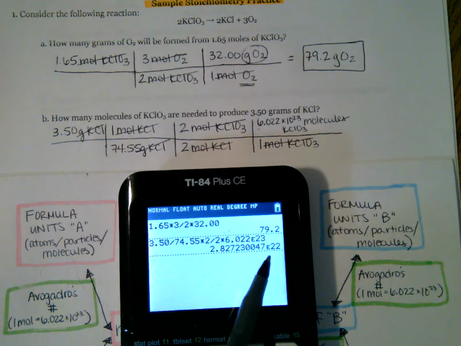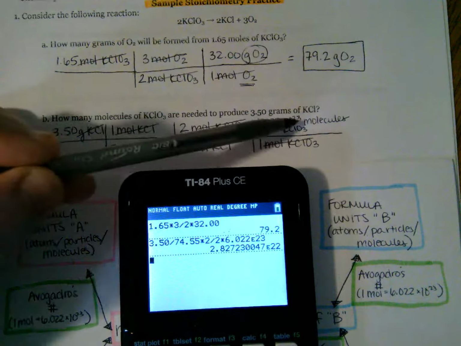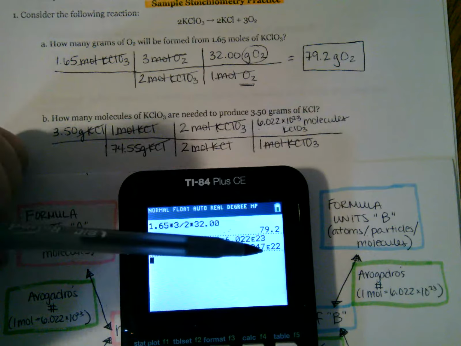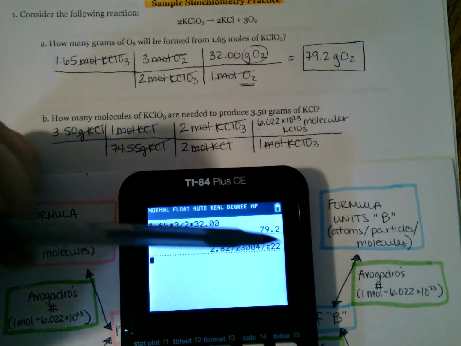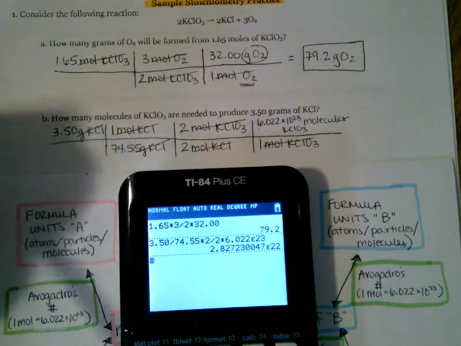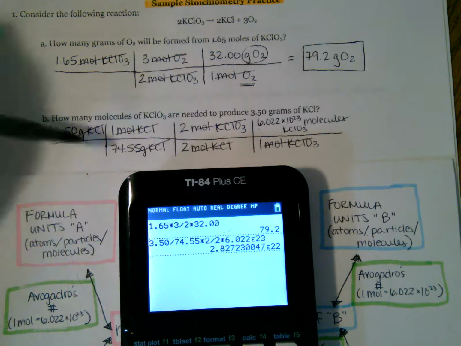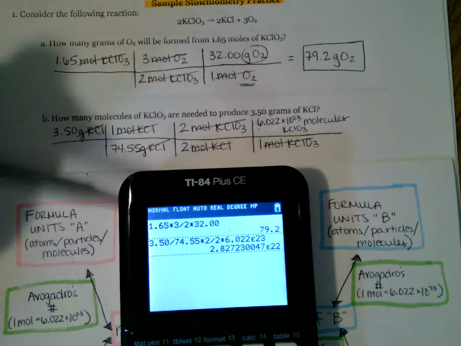This makes sense though, right? We should have a lot of molecules. Anytime you're solving for particles, molecules, atoms, any of that stuff, you're going to want some scientific notation there because it takes a lot of molecules, again, to measure on the scale of grams.